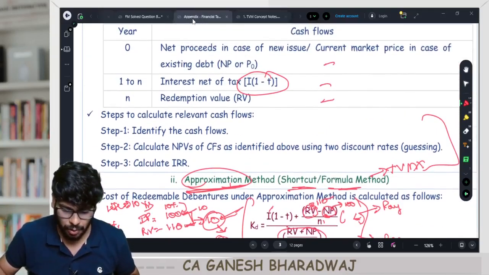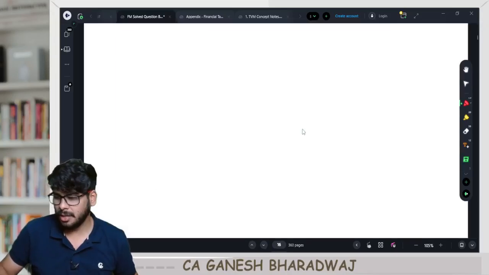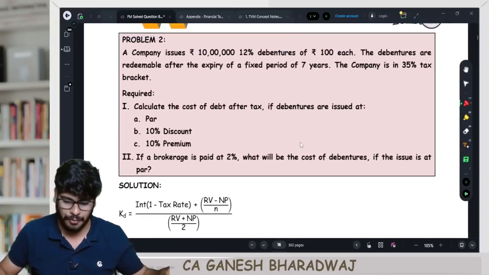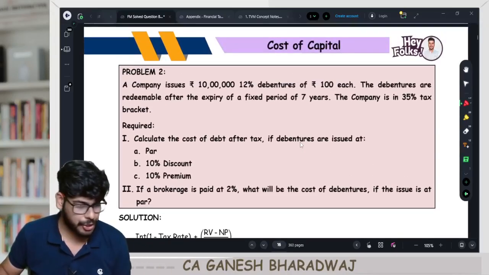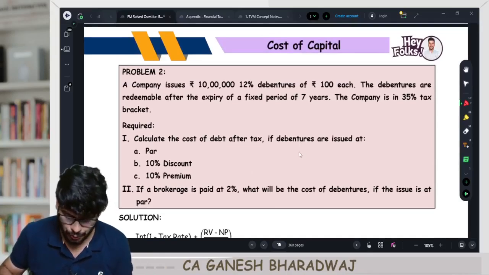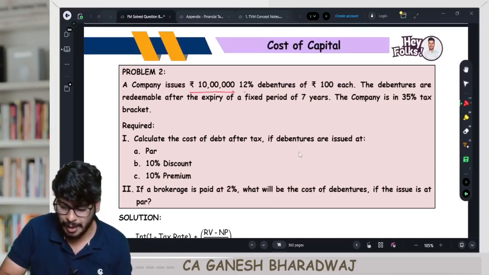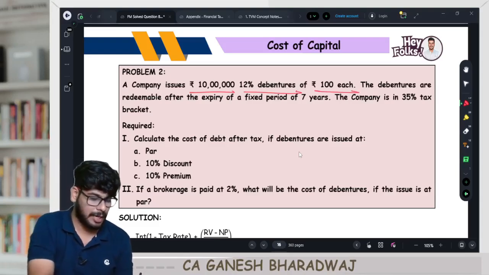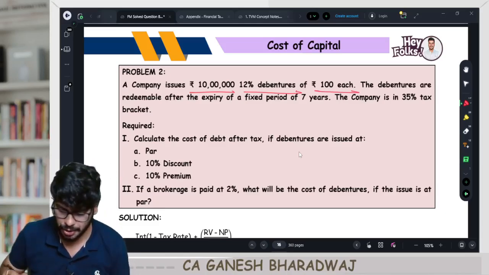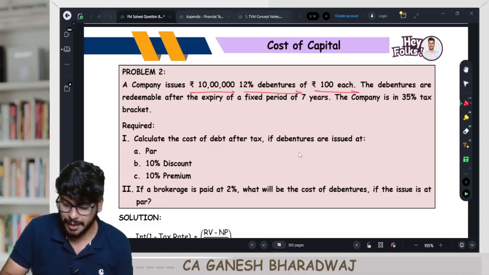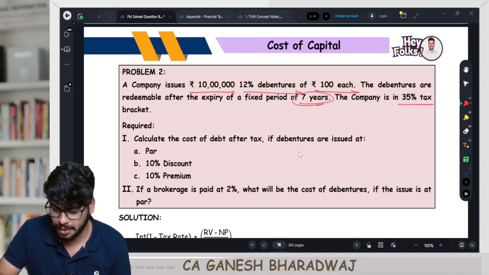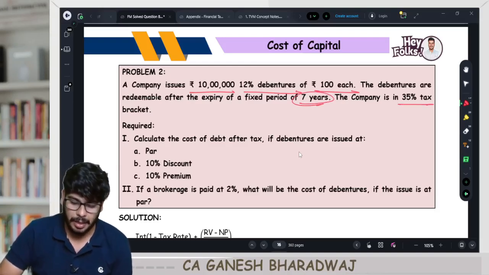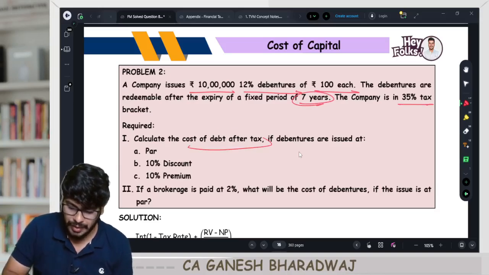Okay, now let's go and do the sum, guys. Quickly. Now it's going to be very simple. It's a cakewalk for you. A company issues, question number 2, guys. A company issues 10 lakh rupees worth of 12% debentures of rupees 100 each. Which means how many debentures have been issued? 10 lakh divided by 100 is going to be 10,000 debentures. The debentures are redeemable after the expiry of a fixed period of 7 years and the company is in a 35% tax bracket. Required number 1, calculate the cost of debt after tax.